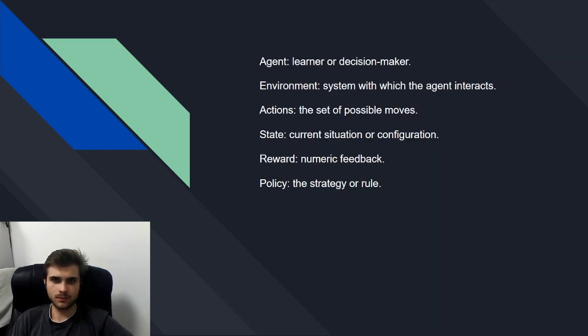First, I wanted to tell some key components that will be useful for us further in this video. The agent is the learner or decision maker that interacts with an environment. Environment is the external system with which the agent interacts. Actions are possible moves or decisions that the agent can make. State is the current situation or configuration in the environment. Reward is the numeric feedback from the environment to indicate how good or bad the actions were. Policy is the strategy or rule that the agent uses to select actions based on different states.